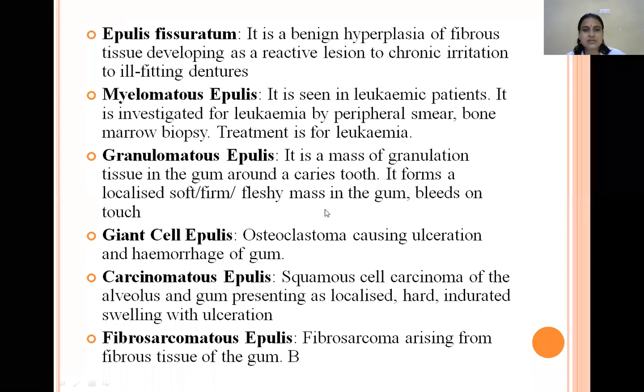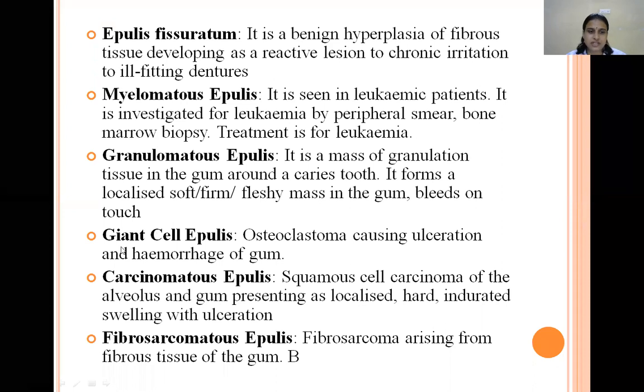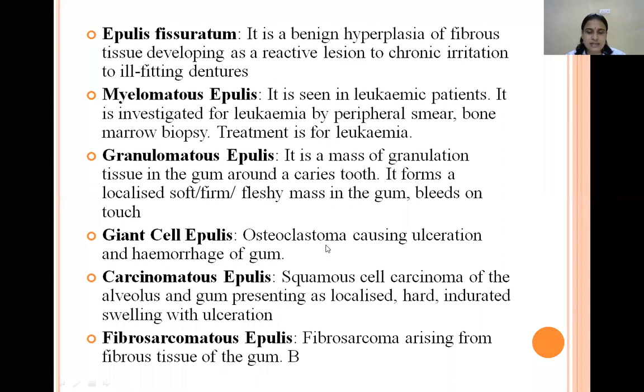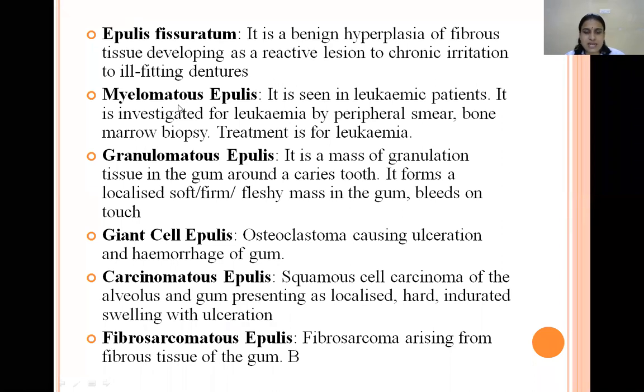So here there are every chances of secondary infection of this epulis also, and also it bleeds on touch because of secondary infection. Next is giant cell epulis. So in osteoclastoma, it causes ulceration and hemorrhage of the gum. This is giant cell epulis. Next, carcinomatous epulis, seen here, squamous cell carcinoma of the alveolus or the gum. It presents as a localized hard indurated swelling with superficial ulceration. Next is fibrosarcomatous epulis. Here, fibrosarcoma arising from the fibrous tissue of the gum. So these are the various types of epulis.